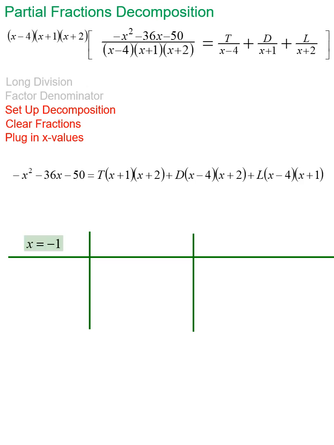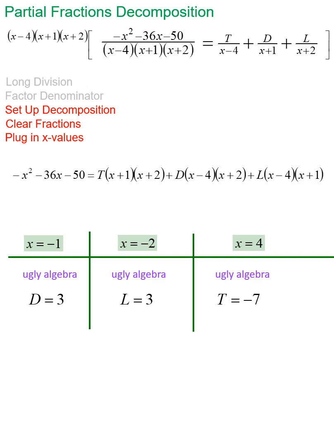I think one clever x value would be -1, because look at all the cancellation that would happen. I would have a t times 0 times something, and an l times something times 0. Plugging in -2 would also be a good choice because of the number of 0 factors that would create, and 4 is also a good choice, as you might have imagined. Now, again, showing no algebra whatsoever, except stating that it's there, we eventually solve for the constants t, l, and d, and ultimately have our decomposition of the original problem.